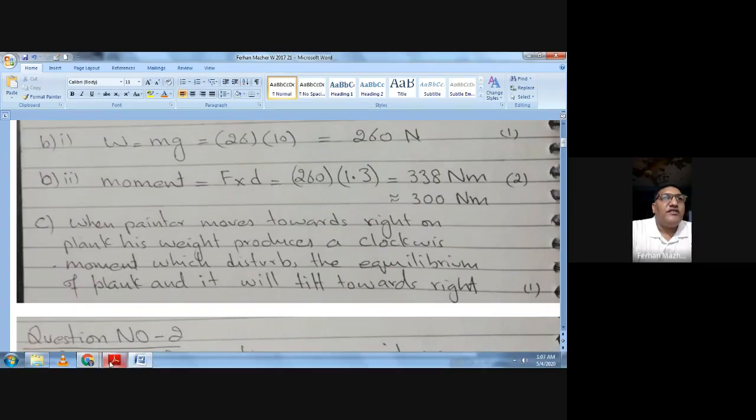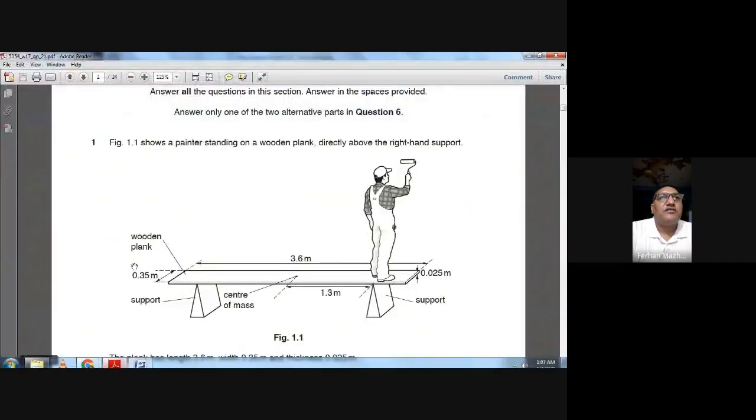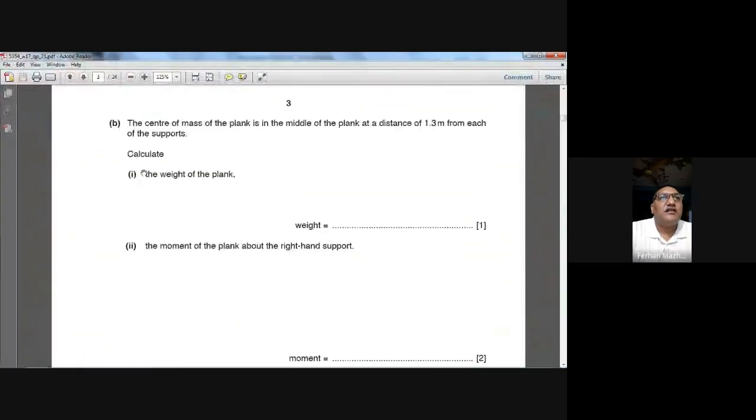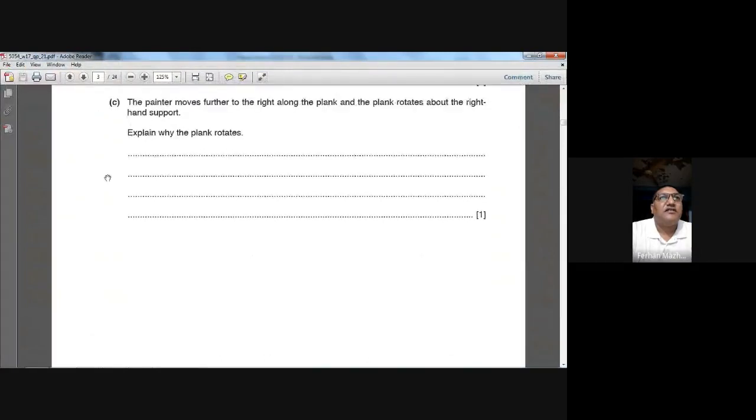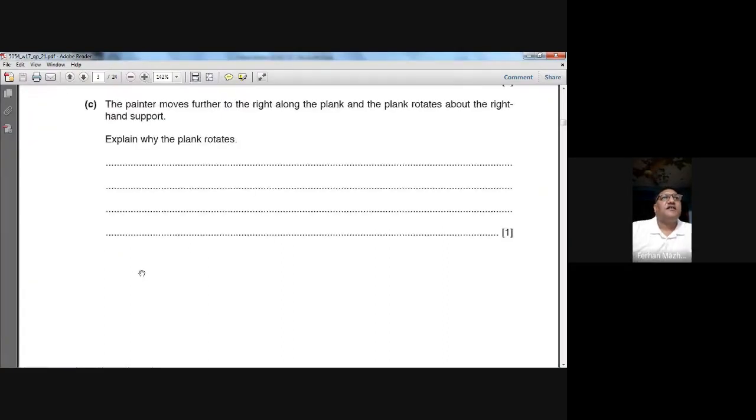Okay, so we are moving to the next question, question number 1, part C. On your screen, you can see it says, let me increase the size: the painter moves further to the right along the plank, and the plank rotates about the right hand support. Explain why the plank rotates.